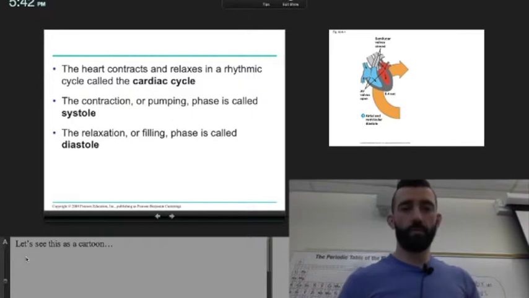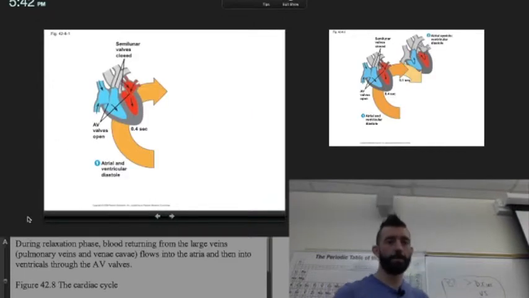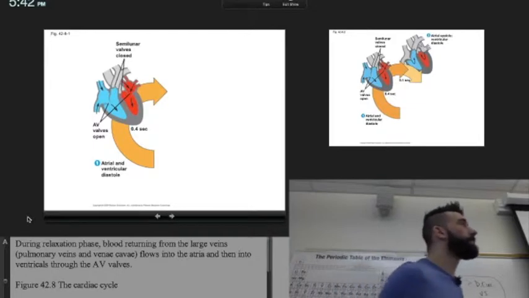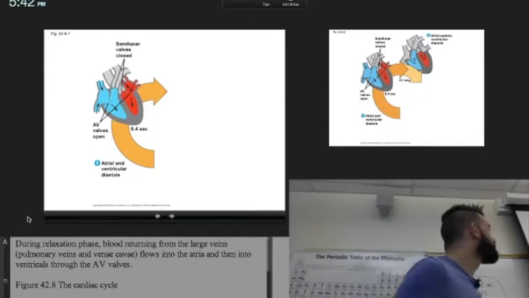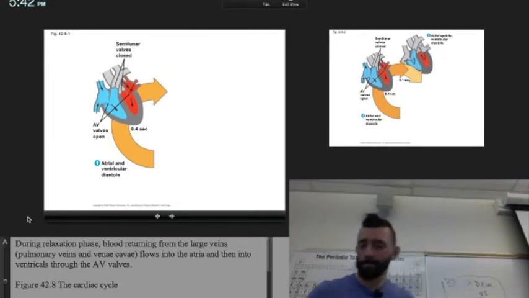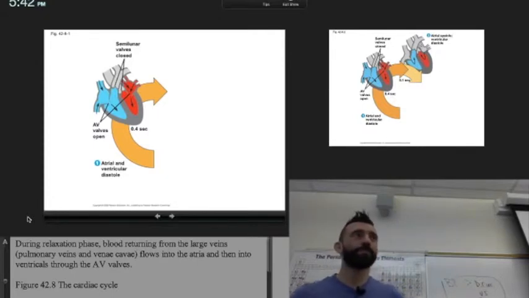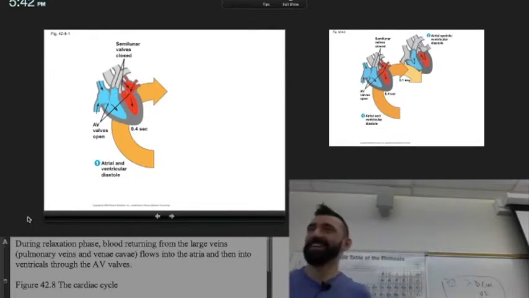Okay, so let's sort of walk through this in a cartoon. I remember diastole was relaxation because when someone dies, they relax. Oh, I like that. That's a really good one. Or like dilate. Yep. I don't know. I think the death one is a little more evocative.